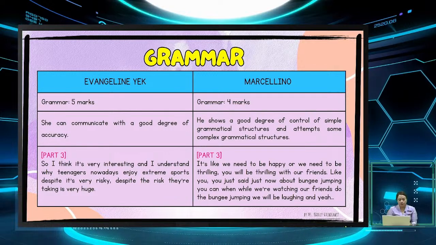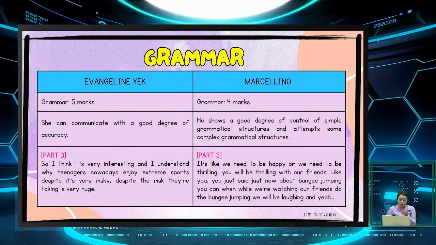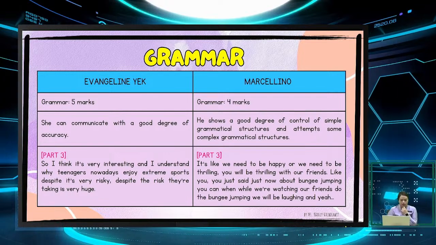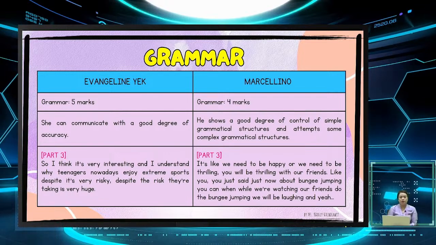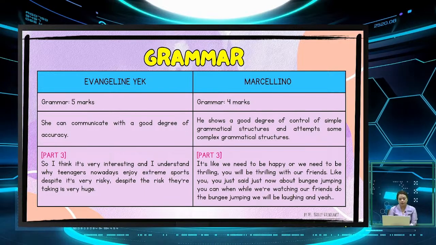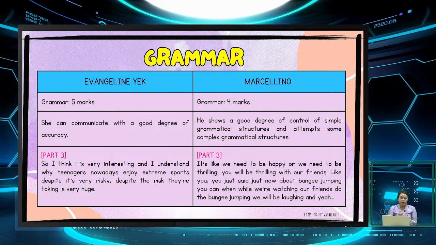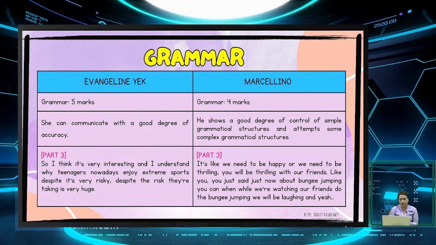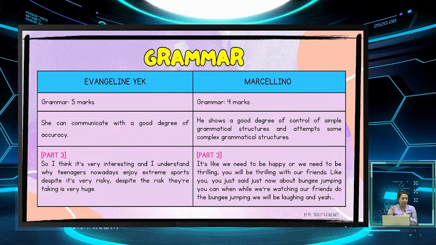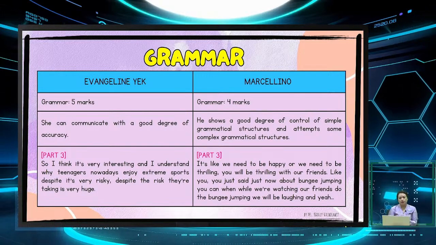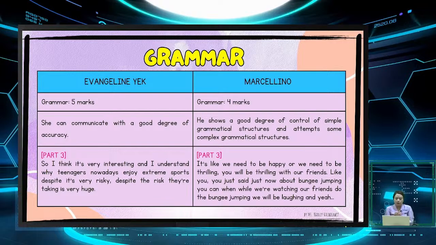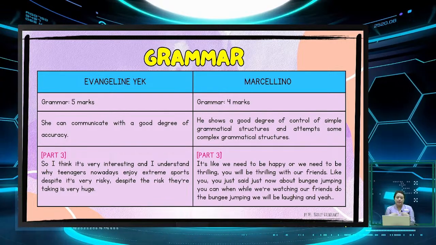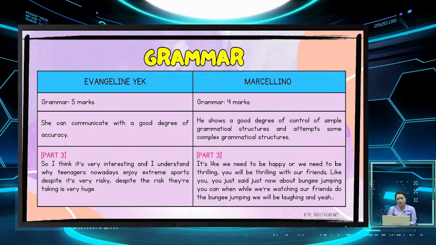So for grammar, Ye scored 5. She can communicate with a good degree of accuracy. In terms of her grammar, there are not many errors actually. There are a few errors here and there, but she can cover it up because she's very confident. So unless you listen carefully, you cannot detect her mistakes. All right. For Marcelino, he shows a good degree of control, and he attempted some complex grammatical structures.